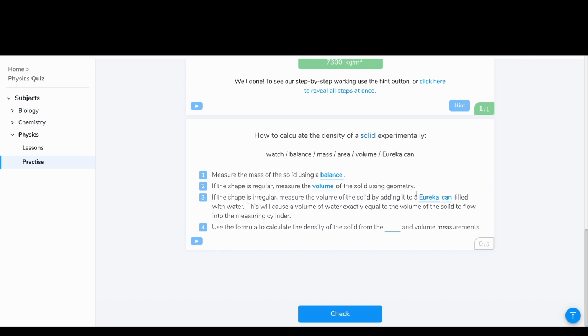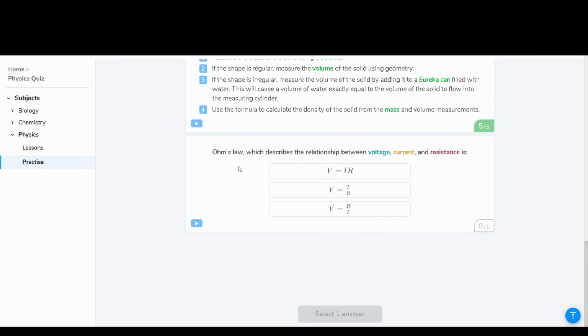That's correct. This will cause a volume of water exactly equal to the volume of the solid to flow into the measuring cylinder. Use the formula to calculate the density of the solid from the dash and volume measurements. From which two measurements? Now in the third case, very good. So far you are doing great.